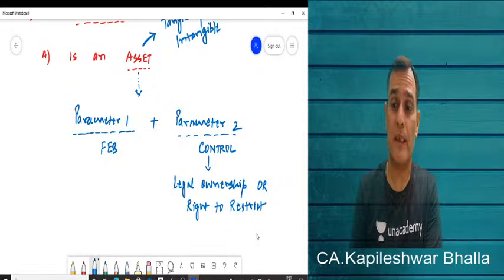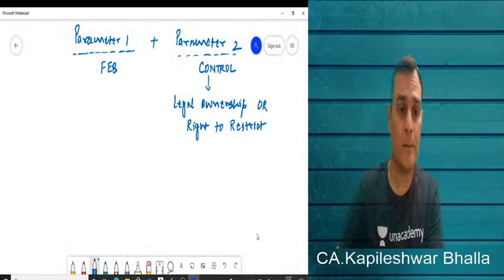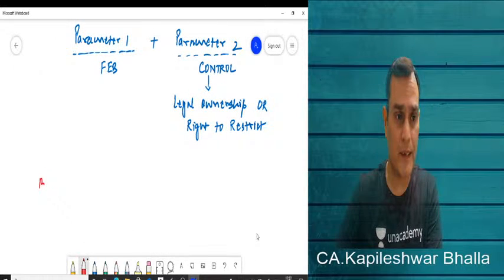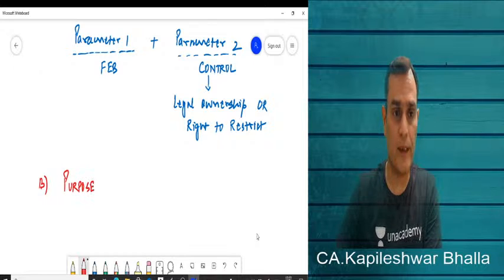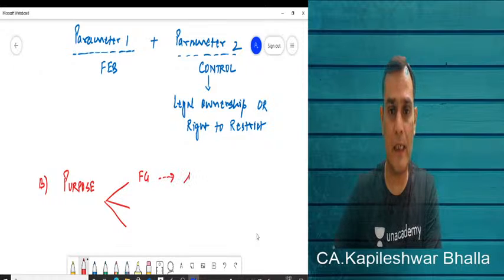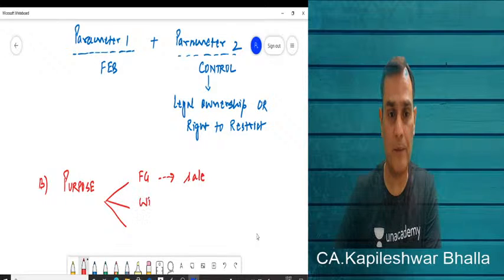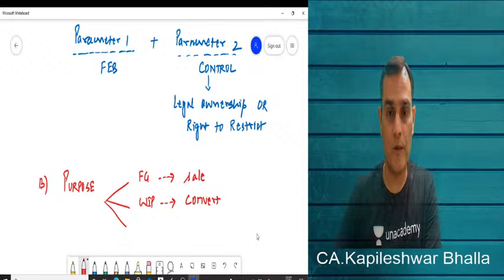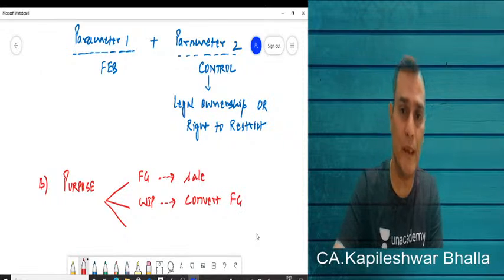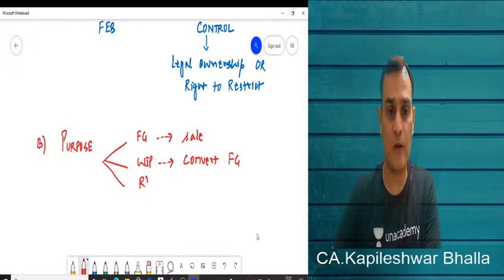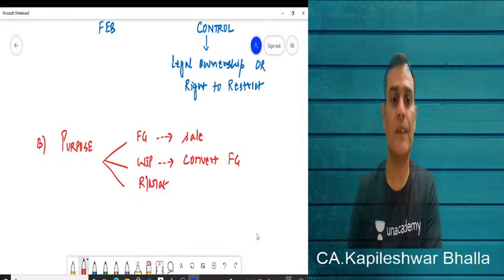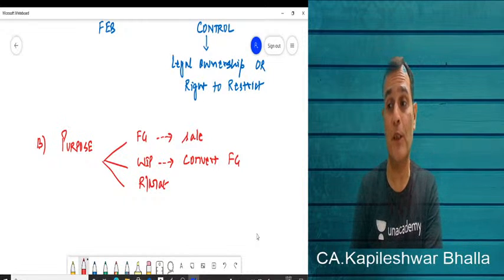And when you prove this to be an asset, you fulfill parameter number 1 and parameter number 2. And then secondly, what is the main purpose of holding the inventory? If it is a case of finished goods, then it is certainly held for sale in the ordinary course of business. If it is a WIP, then it is going to be converted into FG, and then we are going to sell it. Or it is a case of raw material. So whether it's FG, WIP, or raw material.